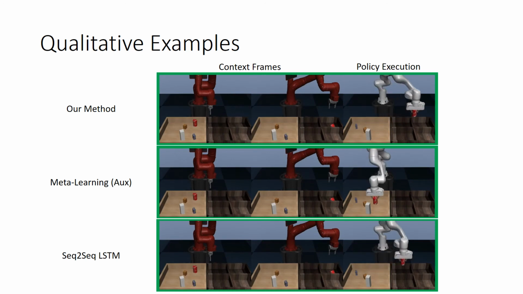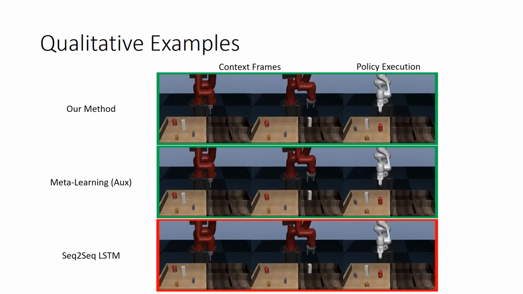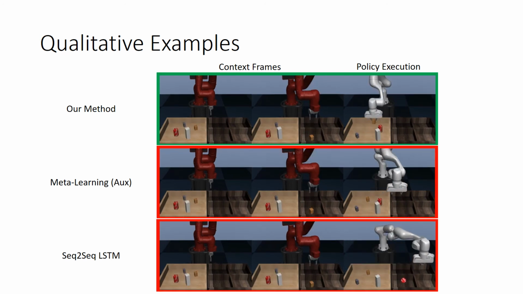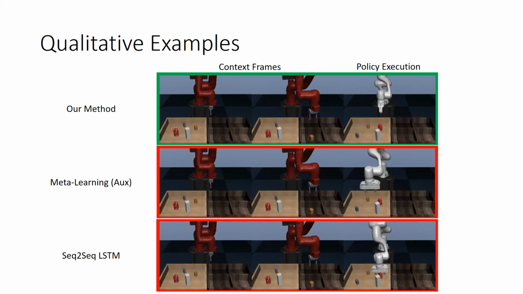Here we show a qualitative example of placing the Coke can in the back right bin. All 3 models are able to work in this instance. In this instance, however, the LSTM model incorrectly reaches for the wrong object. And finally here, only our model can successfully bring the brown block to the right bin. The meta-learning model fails completely, whereas the LSTM again does the wrong task.